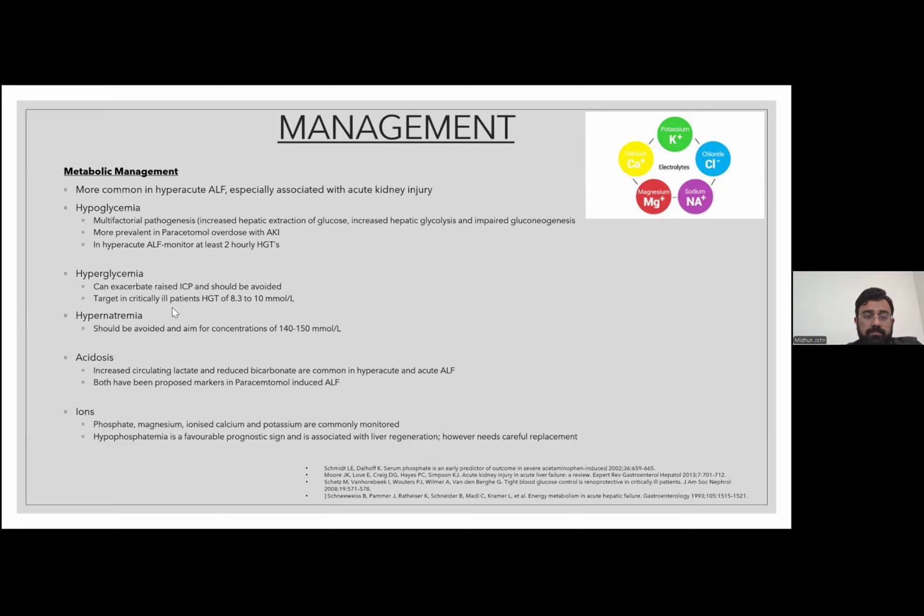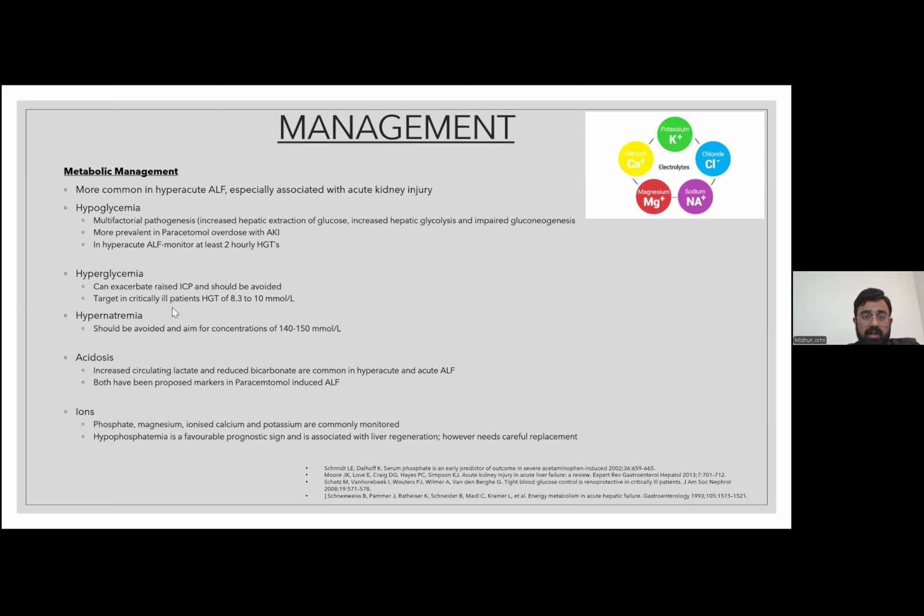And so both have been proposed quite high, as I've mentioned, in our paracetamol ALF patients. So monitoring our lactate and bicarb is quite important, and correcting accordingly is important, which I'll talk to in the next slide as well. Our ions, very important.